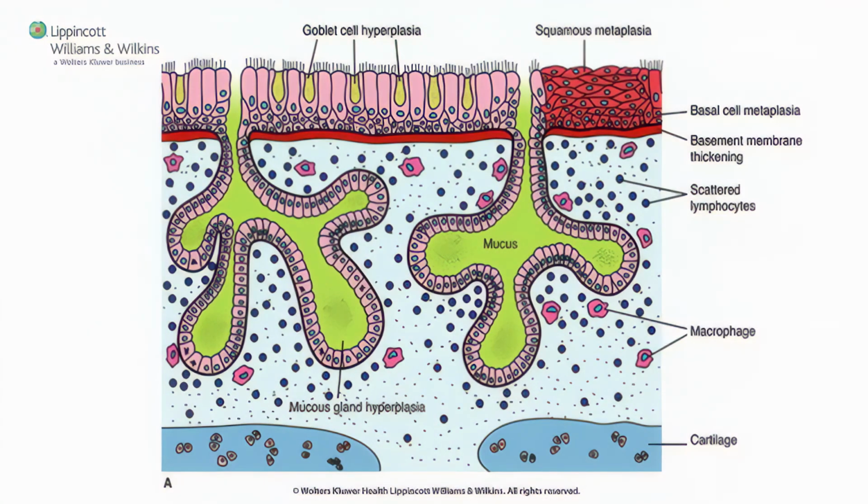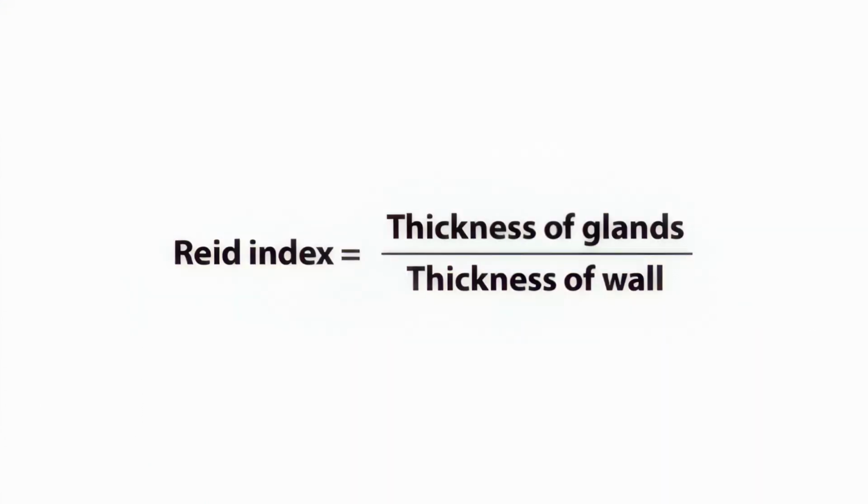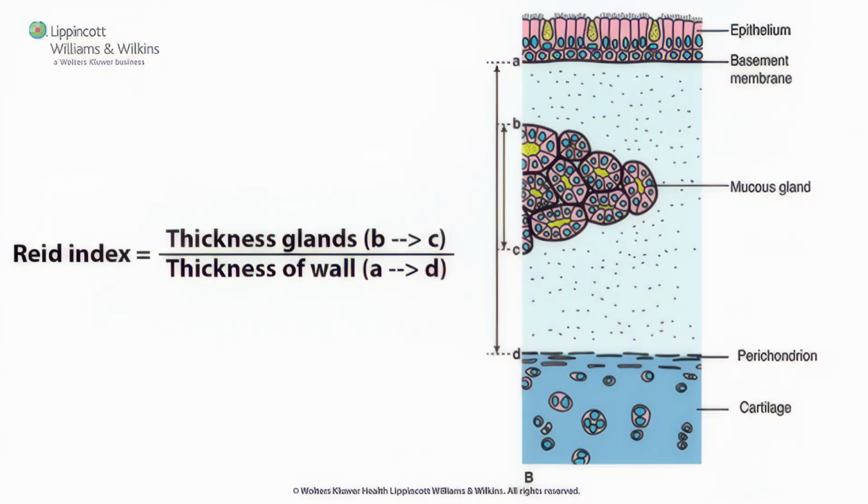In patients with chronic bronchitis, they have hyperplasia of both the goblet cells and submucosal glands. When you see this hypertrophy, you can actually measure it using something called the Reid index. The Reid index is when you measure the thickness of the glands between B and C, and that's the size of the goblet cells or the submucosal glands, and then you divide that by the thickness of the wall between A and D, the distance between the epithelium and the cartilage. If this is greater than 50%, it is representative of an elevated Reid index.